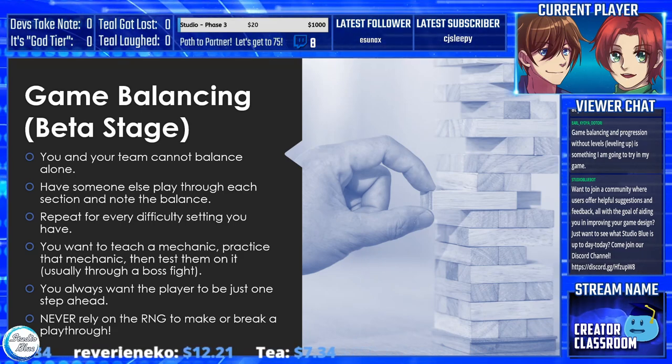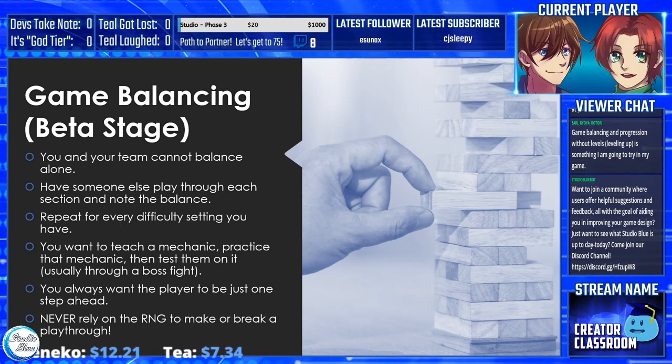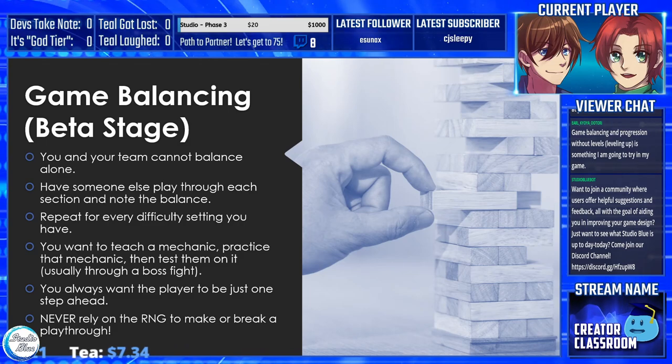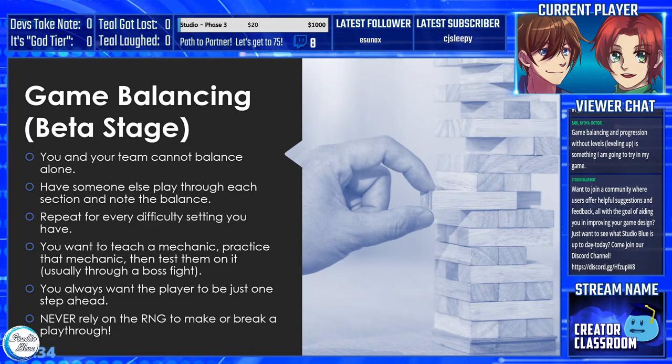Too many games, especially in the RM community, rely on just leveling up normally. And they really shouldn't. There should be other ways.